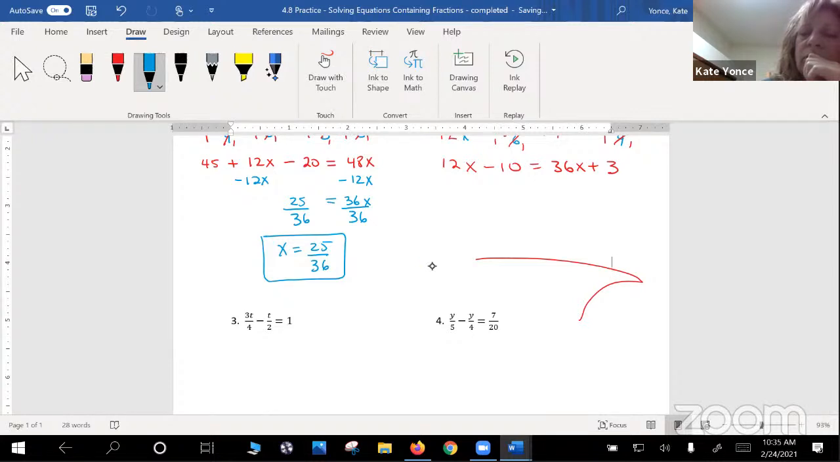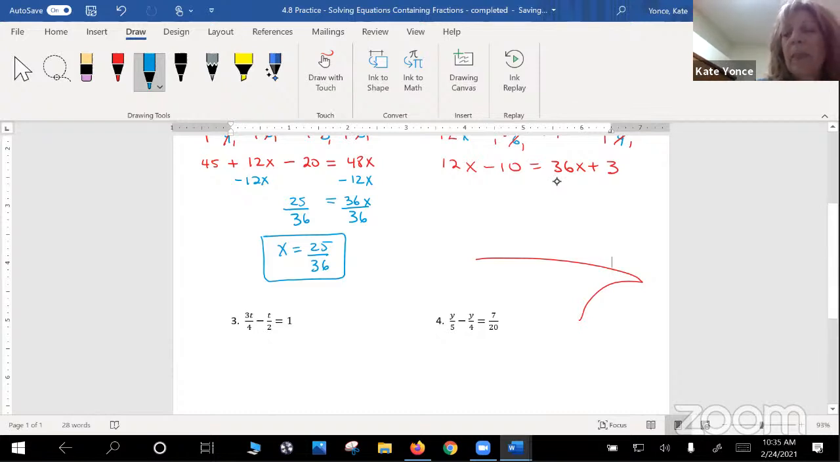It's negative 24x. 23 or 24? 24. Okay. Because then I got... Oh, let me see. Negative 10, or yeah. So it should be negative 24x equals 13. And then you would just divide by the negative 24.